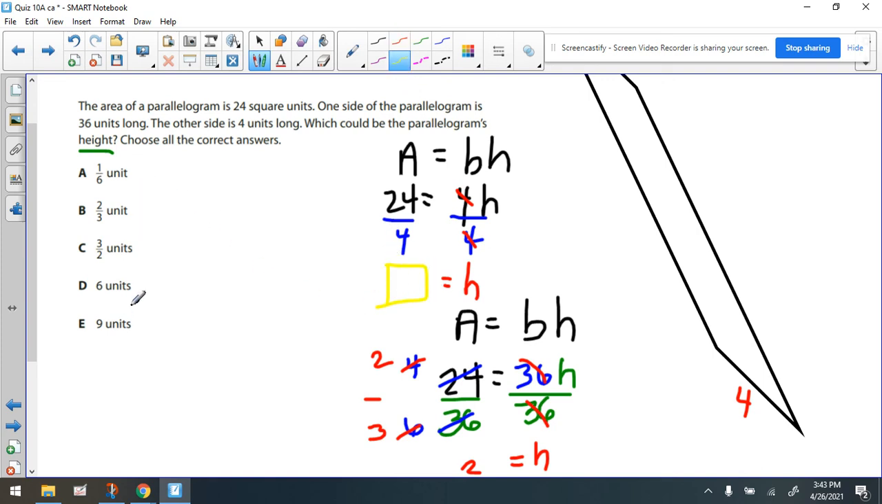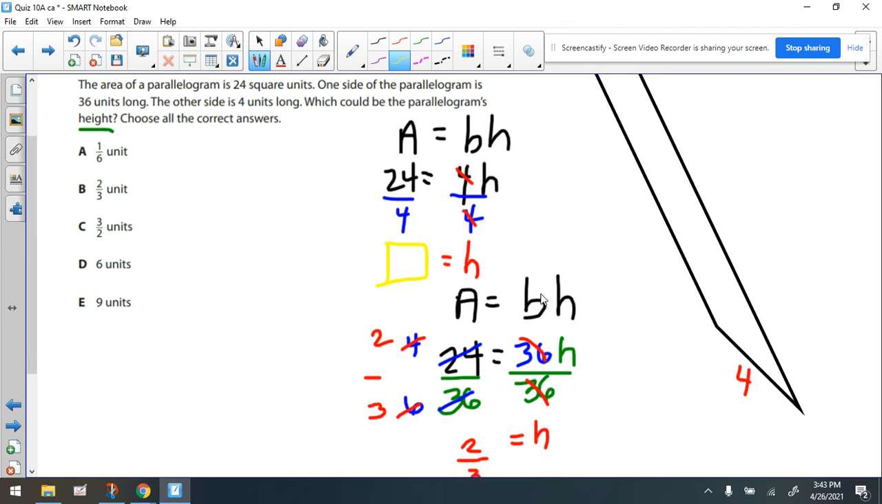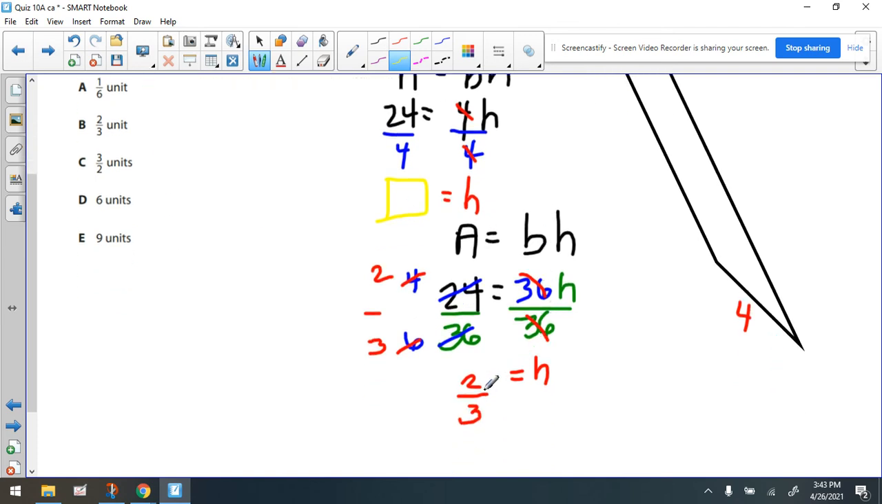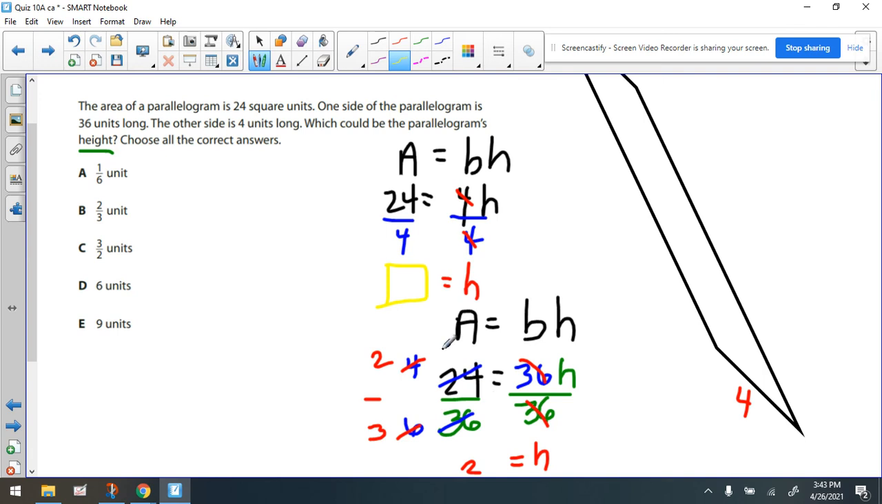Look for it in the lineup because it looks like you're going to be choosing 2. So again, remember you're going to choose the one that says 2/3. And then you're going to choose the one that would be the result of doing 24 divided by 4.